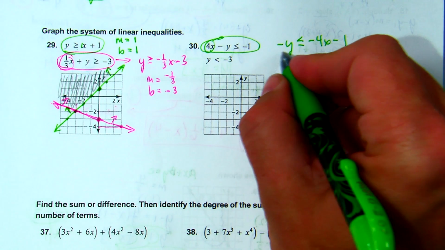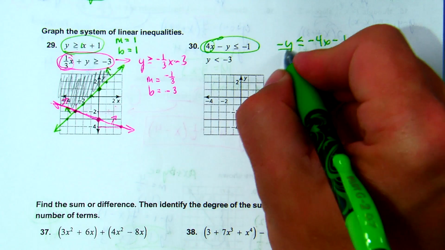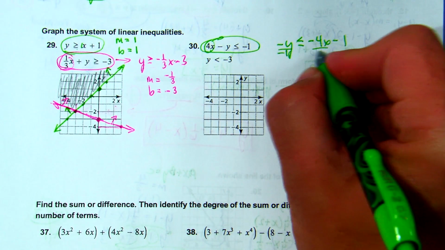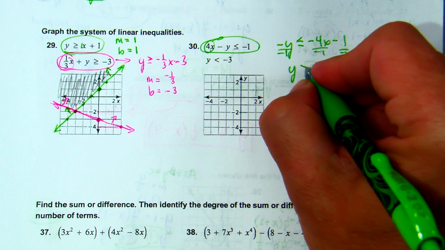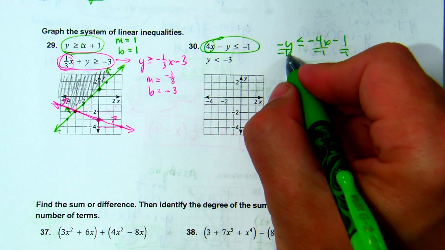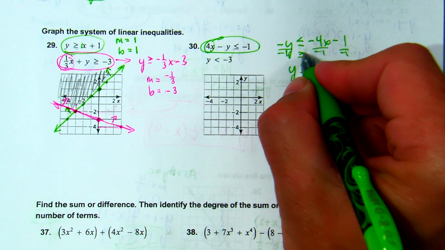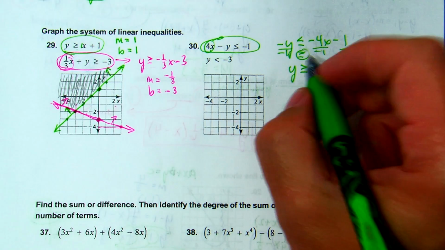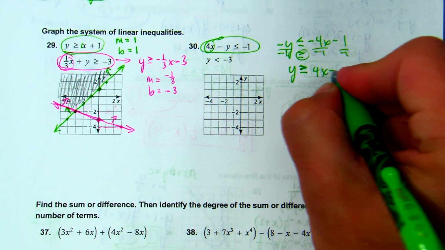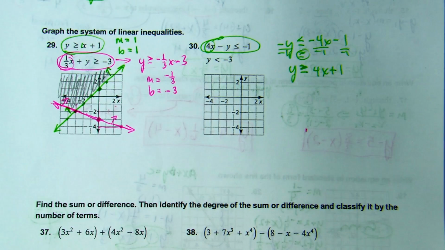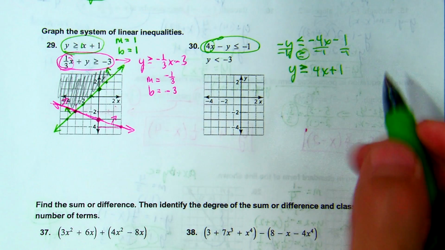I need this to be positive, though, so I'm going to divide by -1, divide by -1, divide by -1. So this will be y greater than or equal to, because this negative means I change my sign. Okay, it changes the inequality sign. All right, and then I'll have 4x plus 1, because this -1 will change the sign of those two.